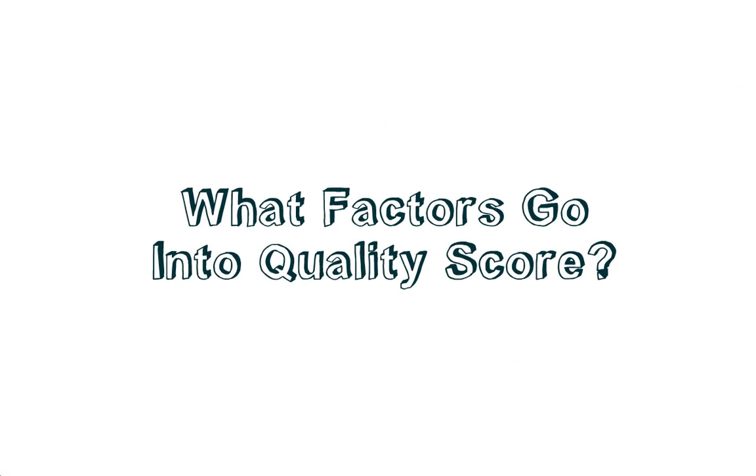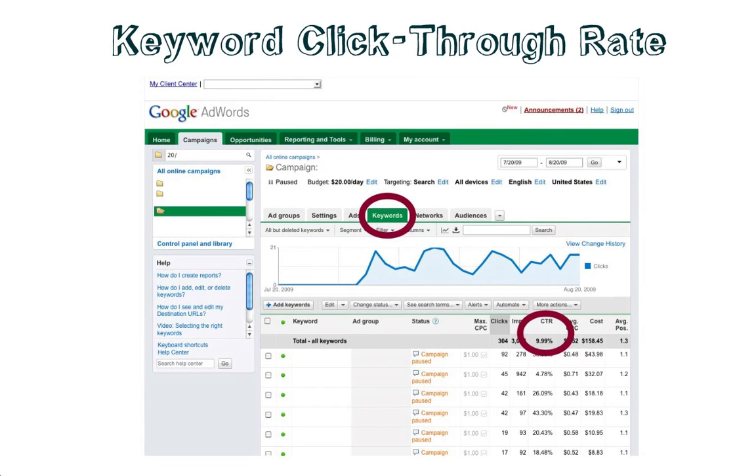So we understand that it's important. What factors actually go into quality score? The main factor is going to be your keyword click-through rate. That was the original factor in the very beginning back in the day.